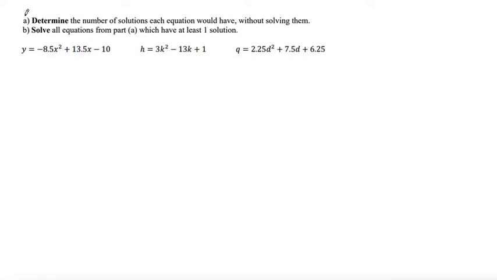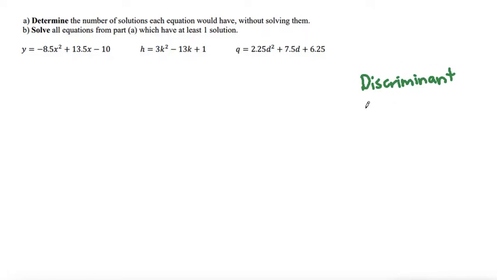So for this problem, part A says, determine the number of solutions each equation would have without solving them. In order to figure that out, we need to use the discriminant. And the rule is, so for one thing, what is the discriminant?